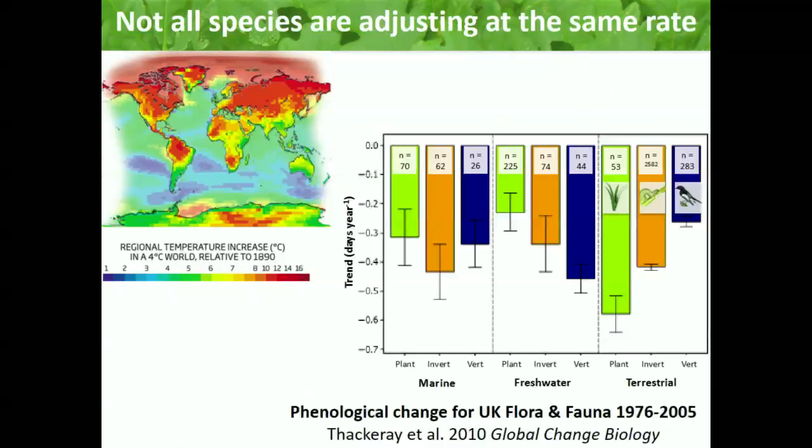But not all species are actually responding in the same way. So there's evidence from both freshwater and terrestrial systems that the different trophic levels are actually adjusting to climate change at different rates to one another. So in terrestrial systems, you can see that it's actually the lower trophic levels that are showing the most rapid rate of change in response to climate. And this is leading to concerns that trophic mismatch might actually become quite widespread in these systems.